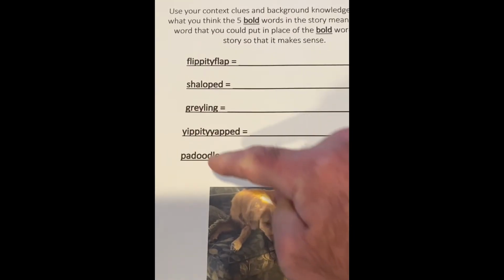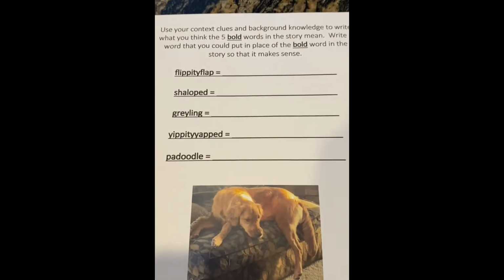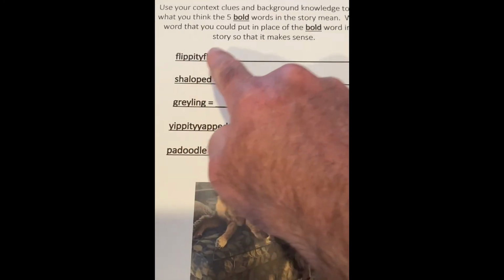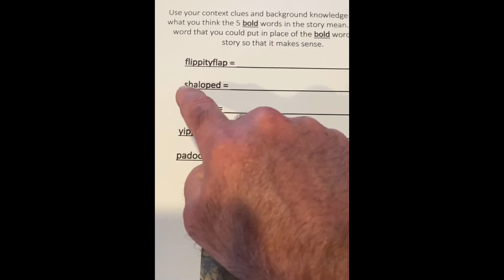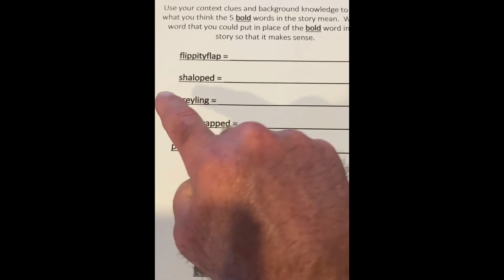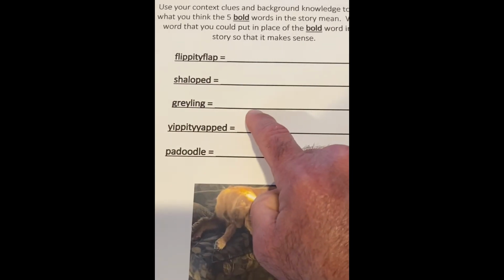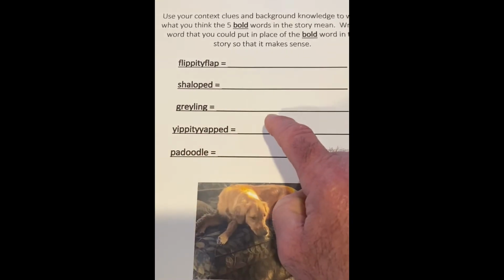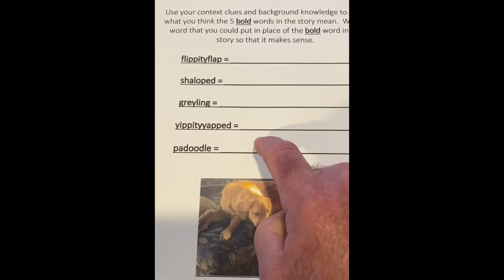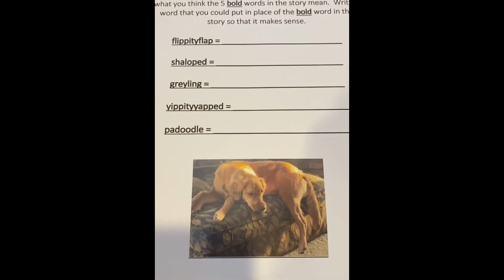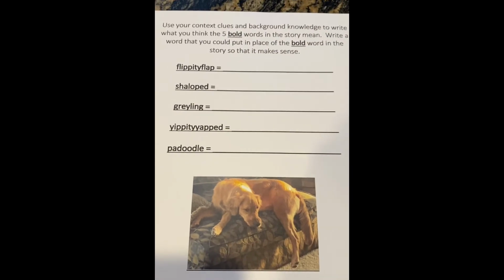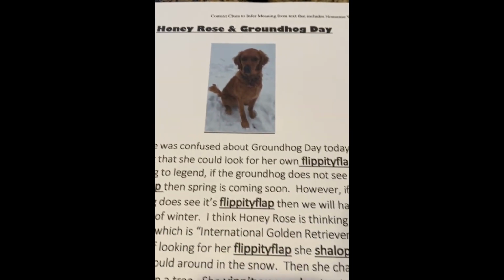So here's where you can put your guesses, your inferences. I think flippity-flap means this, or I think shaloped equals that. I think a grayling is a this. I think yippity-yapped is that. And I think padoodle means this. Just make inferences based on what you can figure out from the clues in the story and the context.